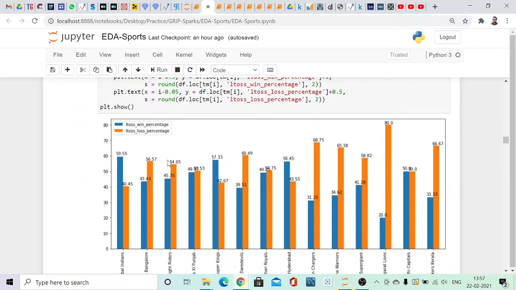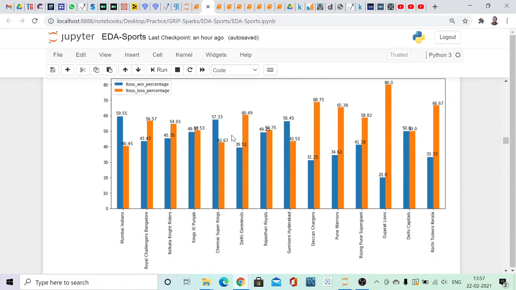Now let's see here that if a team loses the toss, what has been its win percentage, and what has been its loss percentage. So we can see here that the good performing teams like Mumbai Indians and Chennai Super Kings, even after losing the toss, have high win percentage. And for that matter, even Sunrisers Hyderabad has performed quite good even after it has lost the toss.